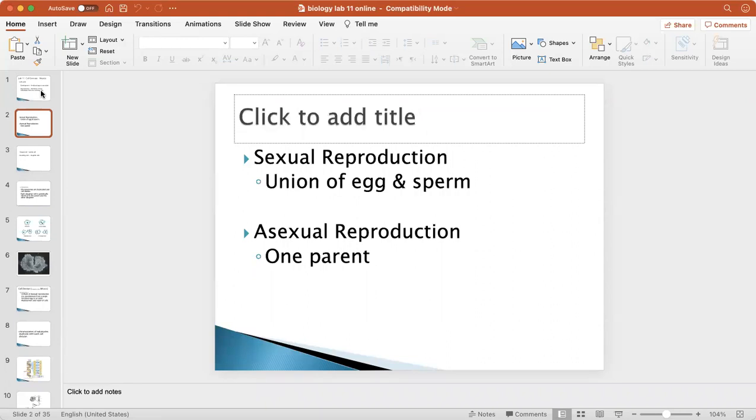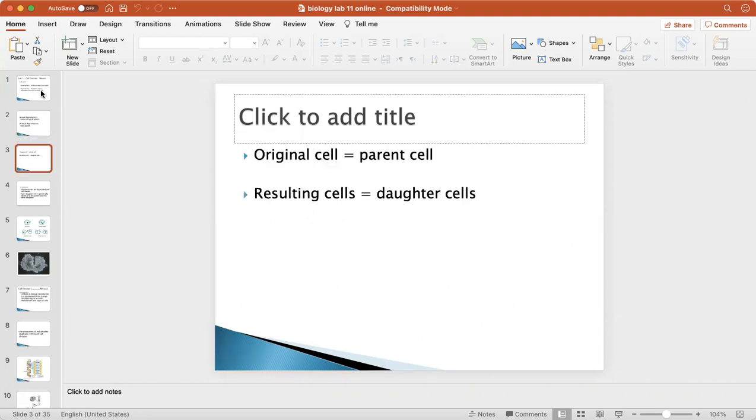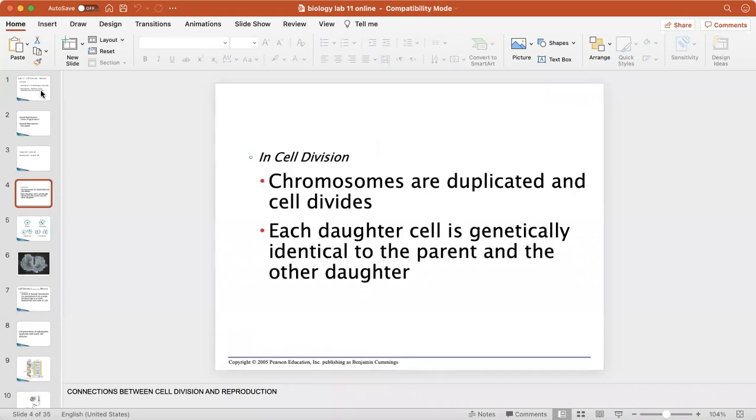Sexual reproduction is the union of one egg and one sperm, and asexual reproduction is the continuation of a species solely from one parent. The original cell is always called the parent cell, and the resulting cells are always called daughter cells. So as we're talking about cellular reproduction and cellular division, the parent cell will be the original one, and the cells that result after cell splitting are the daughter cells.